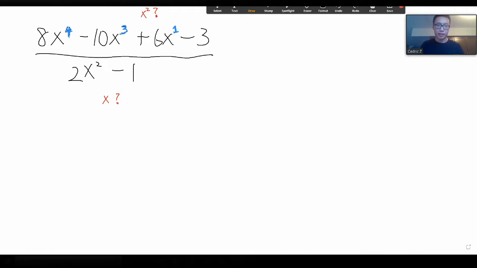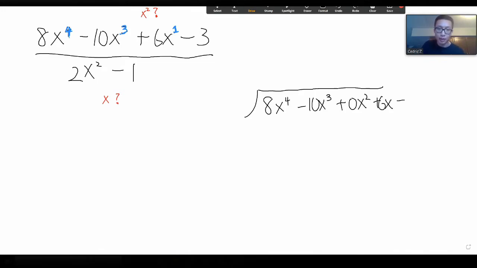Well, the idea is that you have to give it a placeholder. So let's demonstrate this through an example. As usual, let's write down the sign for long division, where we put the dividend on the inside, 8x to the power of 4 minus 10x to the power of 3. And if you really want, you could put a 0x to the power of 2, just an x squared term with a coefficient of 0. Then you put the 6x to the power of 1, then minus 3. Then you can do the same thing for your divisor: 2x to the power of 2 plus 0x minus 1.